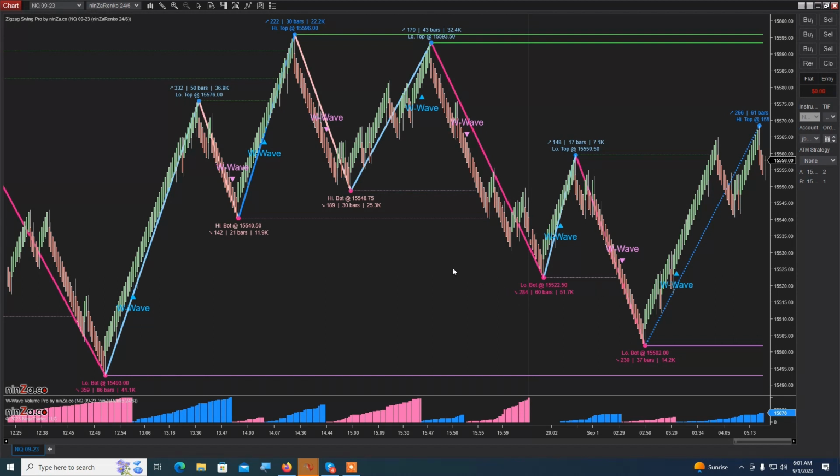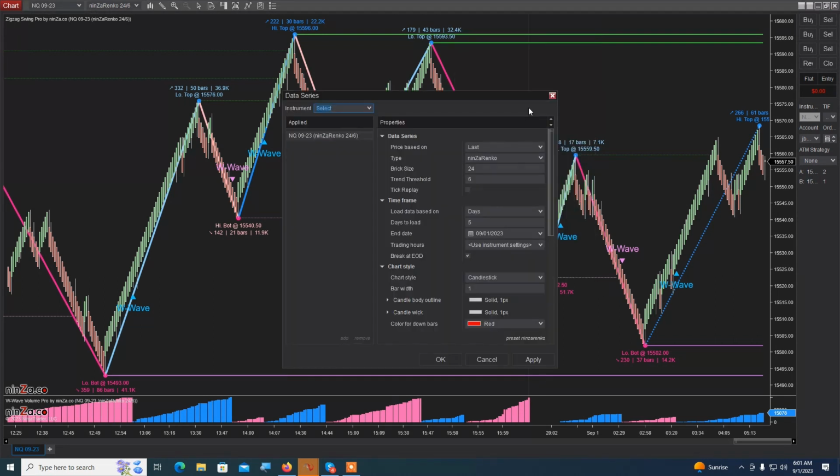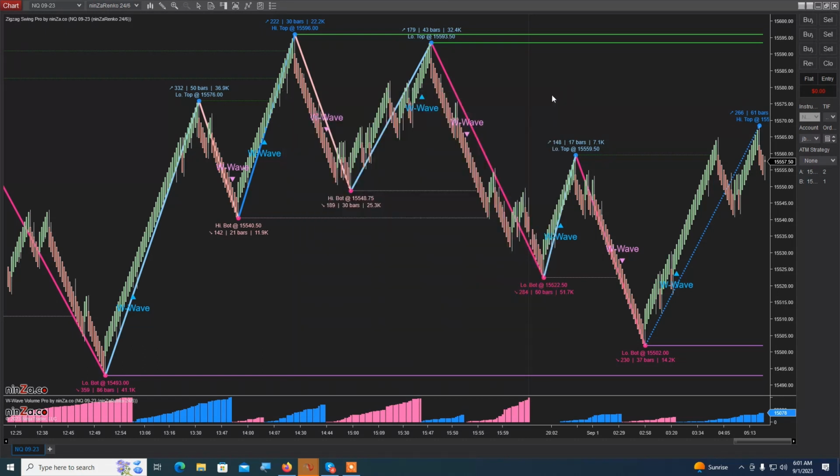So this brick size is 24/6, and I can say this is the higher time frame. Now what I see from here, let's say after Globex opened last night, is, well, first of all, there is this double top, very obvious, right? So when you use a tool like Zigzag Swing Pro, all of a sudden everything becomes a lot more apparent.